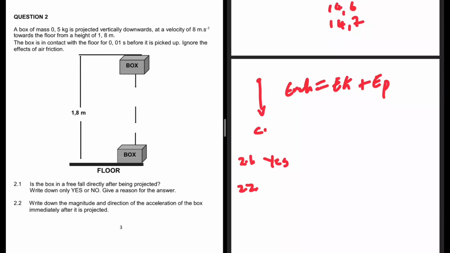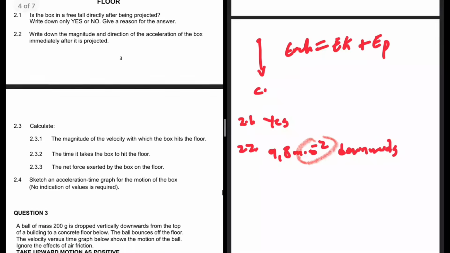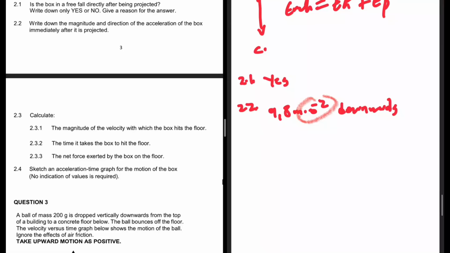Okay, 2.2: write down the magnitude and direction of the acceleration of the box immediately after it is projected. So it is already in free fall, just like we said in 2.1. So what is going to be the acceleration? Well, the magnitude is 9.8 meters per second squared, and the direction is downwards, right? There we go. Sometimes when people write the SI unit of acceleration, they say meters per second when it is clearly meters per second squared. Why do you do that? Well, 2.2 done, let's take a look at 2.3.